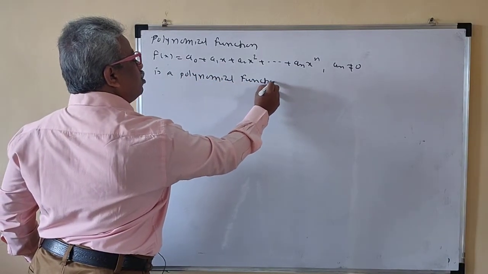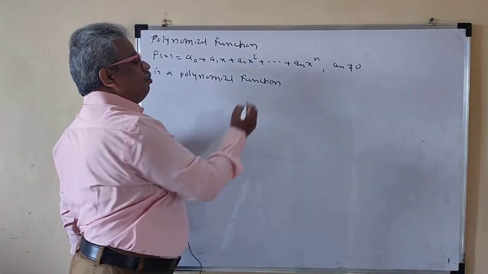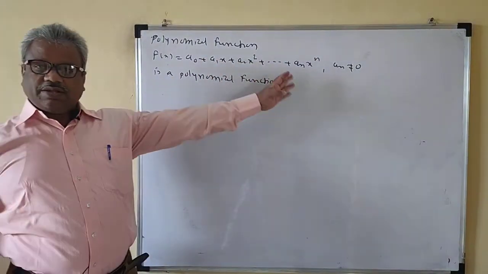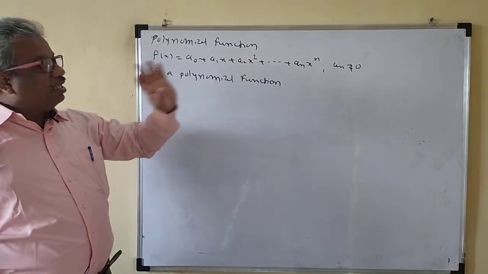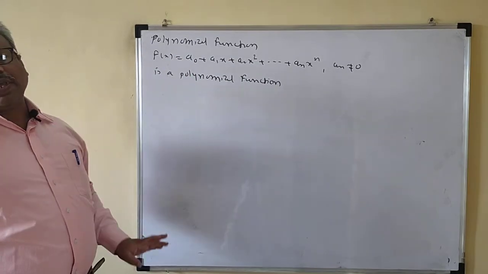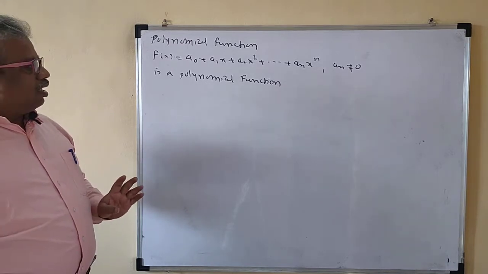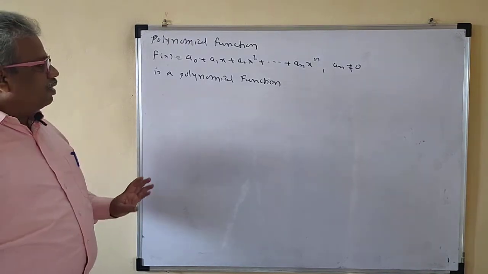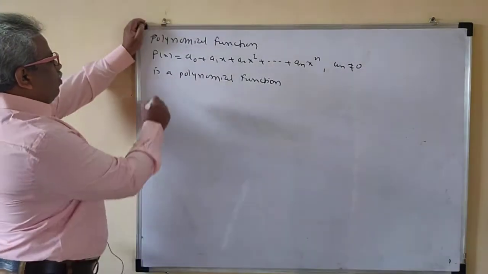For a polynomial function, see the powers of x here. The powers of x are natural numbers, and the coefficients are real numbers. There may be a minus sign, no problem for this one. The power of x should be a positive integer, meaning a natural number. Okay, so this is a polynomial function.